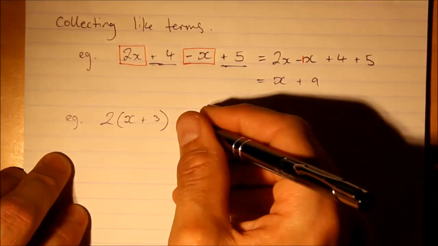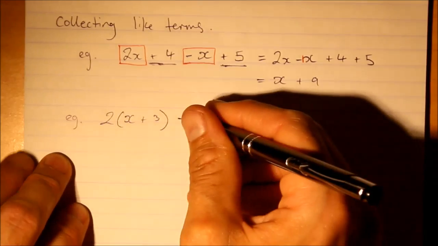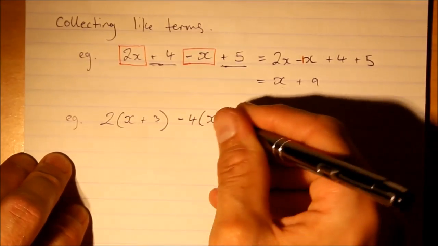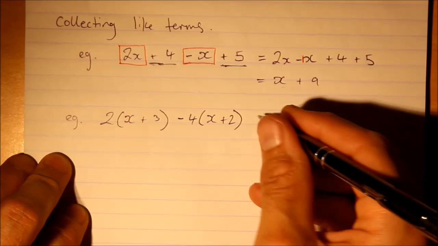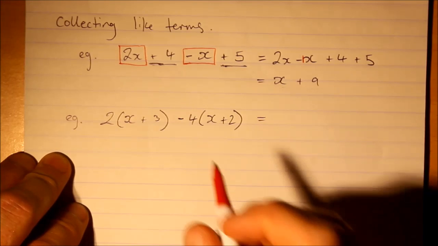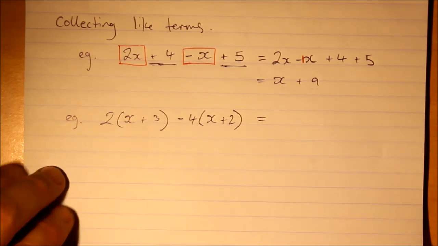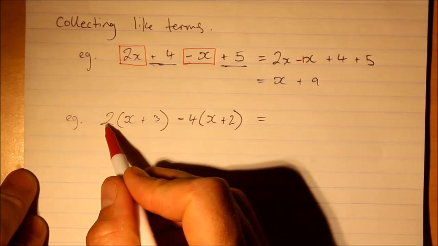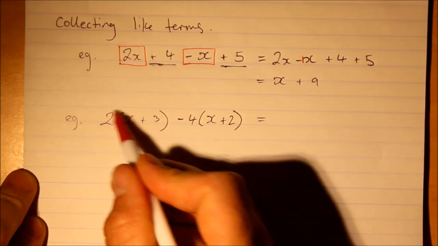Plus 3 minus x plus 2. Let's take a look at this. Now, if you remember the rules of expansion, the distributive law tells us that there's another way of writing this.